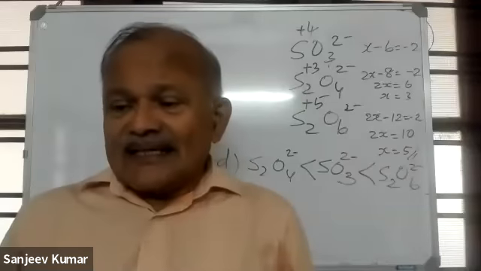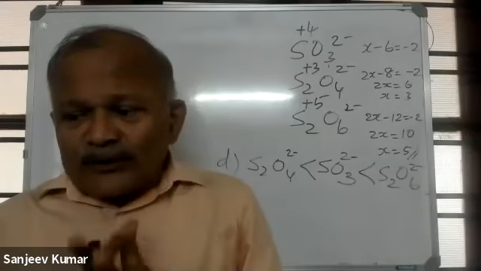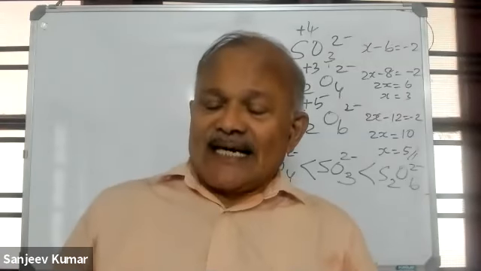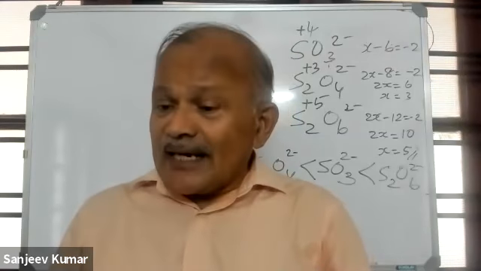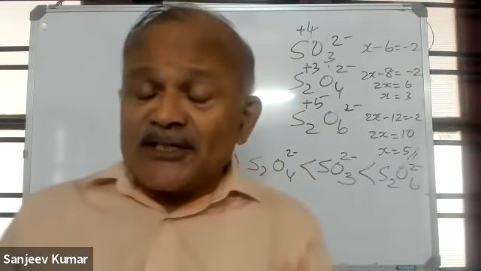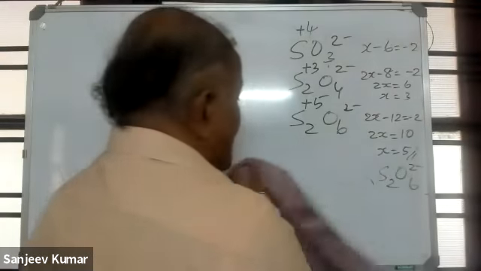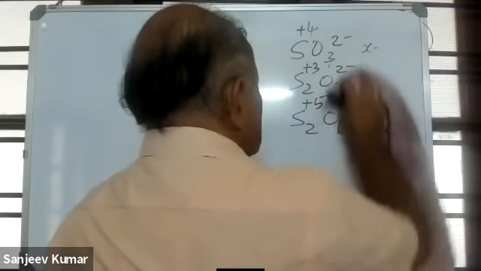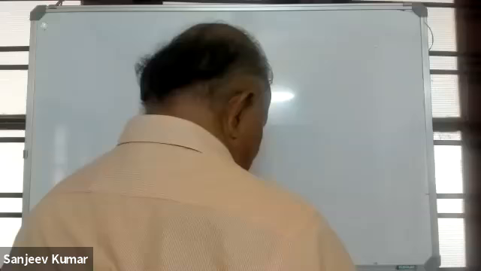We know that there are two laws of electrolysis. Both laws were enunciated by Faraday. The first law says that the amount of substance deposited or liberated during electrolysis is directly proportional to the quantity of electricity passed. That is, W is proportional to Q. And Q is nothing but the quantity of electricity, and it is equal to the current strength I in ampere into time in seconds.